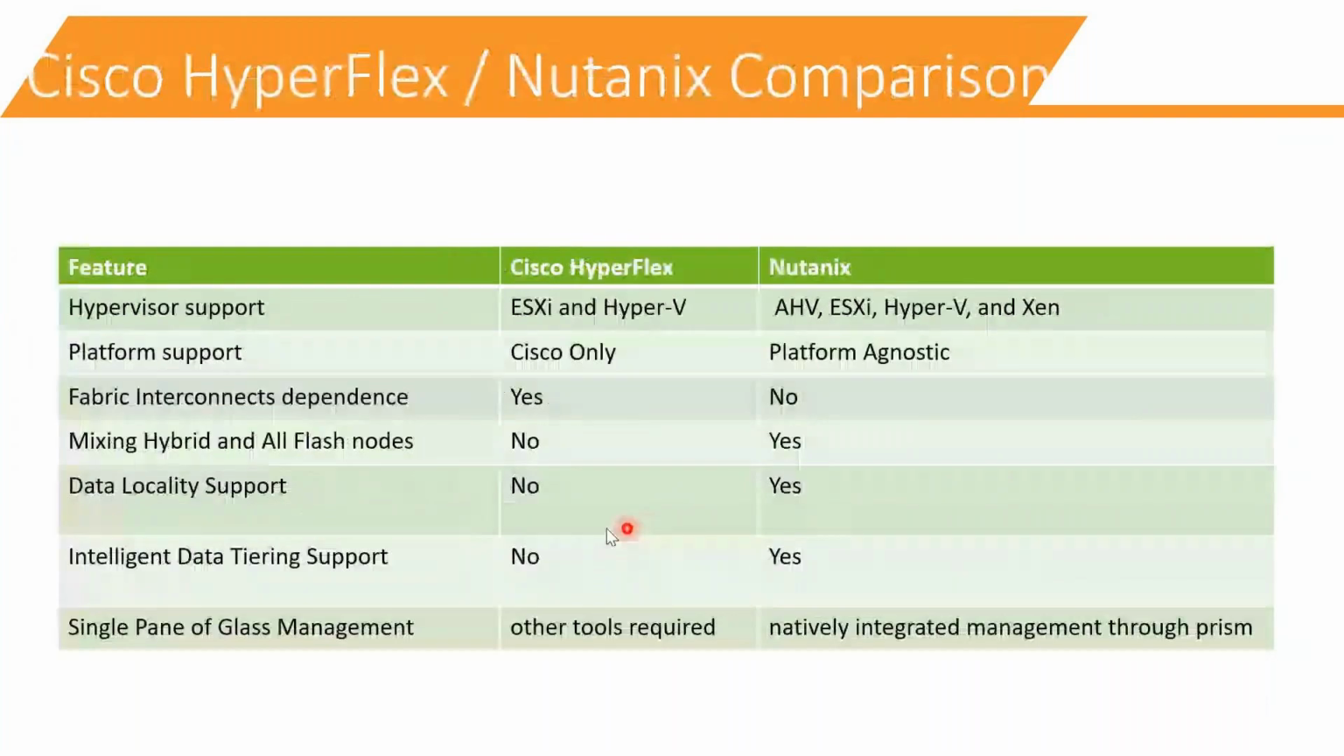Moving to Cisco HyperFlex, it supports ESXi and Hyper-V, and for platform support, it supports only Cisco hardware. Cisco has a HyperFlex C series server, and you have to buy their hardware. Buy this hardware, then buy this hypervisor. Cisco is locking you to Cisco hardware, and then on the hypervisor side, they don't have their own hypervisor. You have to use ESXi or Hyper-V.